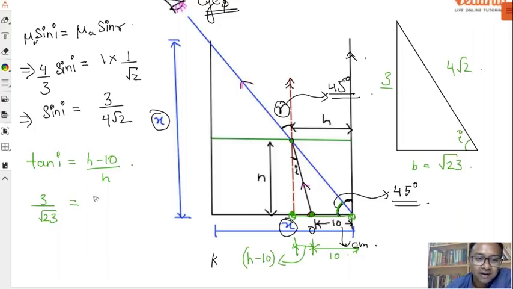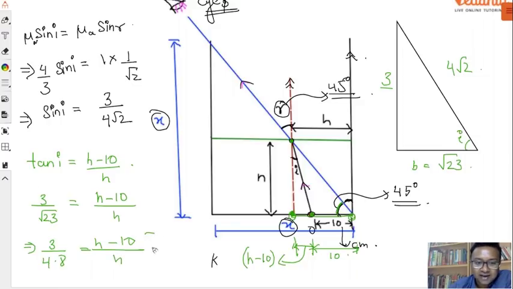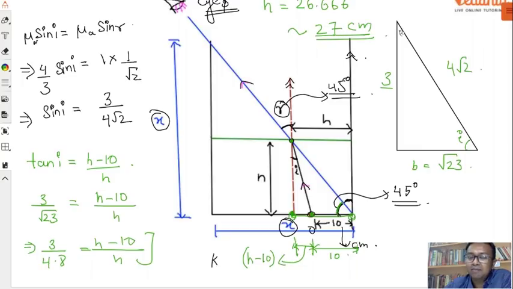So 3 divided by root 23 is h minus 10 upon h. If you see, root 23 has a value of approximately 4.8, which is equal to h minus 10 upon h. If you solve this entire thing, you will get the value of h as 26.666, which is approximately equal to 27 centimeters. All right, so that's the fair idea in this particular question.